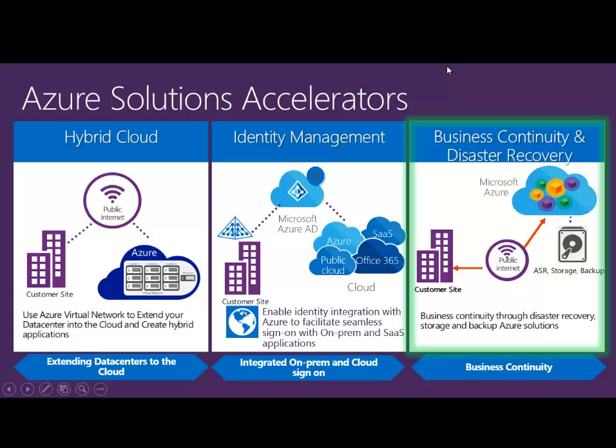So, what is a solution accelerator? Basically, these are step-by-step documents that walk you through core Microsoft technologies. So far, we've done 3. The first one was hybrid cloud, which instructs us how to set up a site-to-site VPN into our Azure Virtual Network. Then we released the Identity Management Solution Accelerator that talks about Azure Active Directory and hooking that up, synchronizing that with on-premises Active Directory. And now today we're discussing the Business Continuity and Disaster Recovery Solution Accelerator, or BCDR.